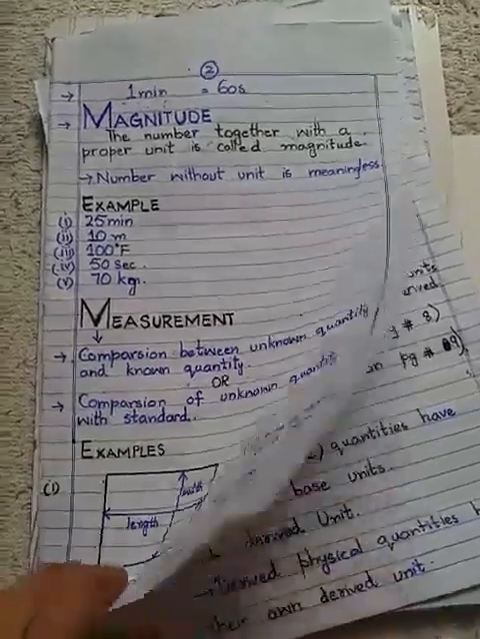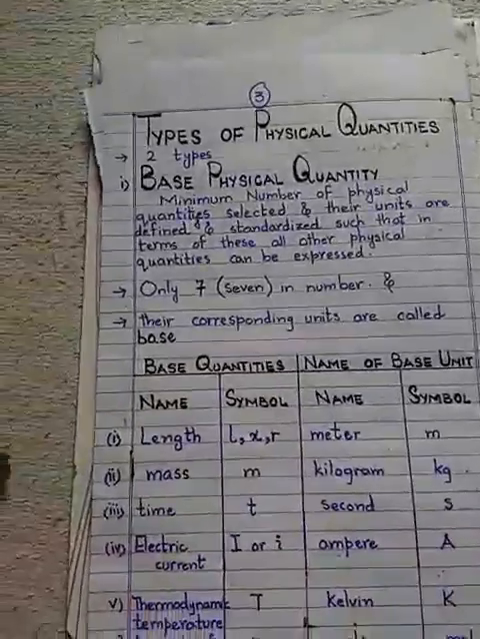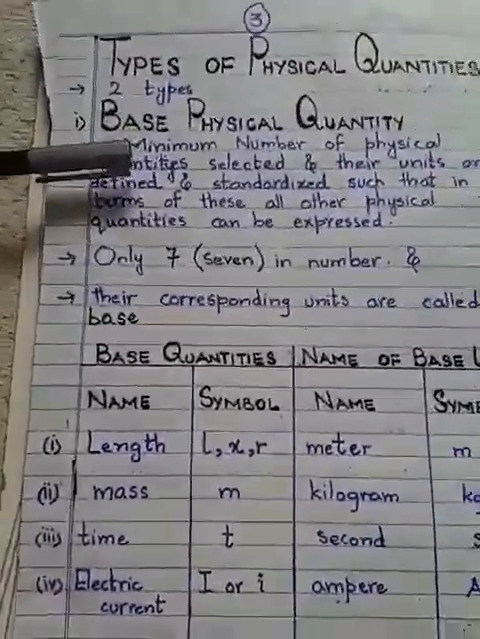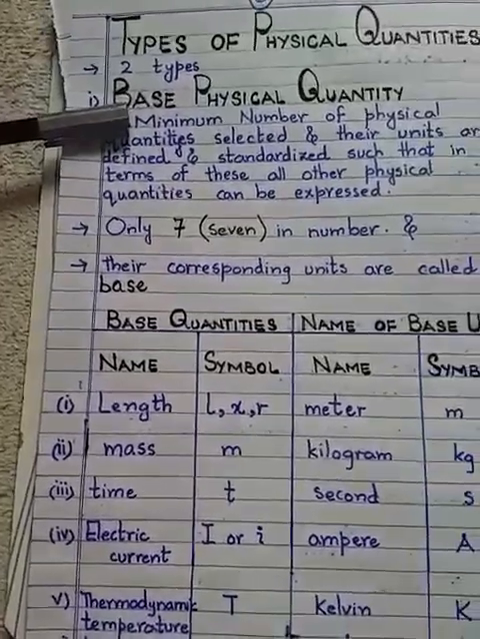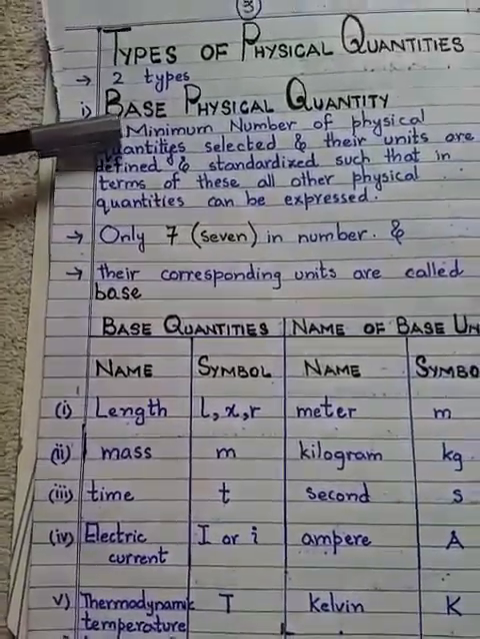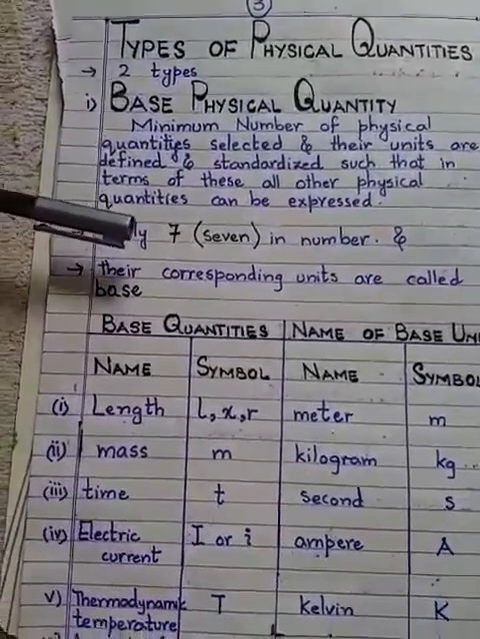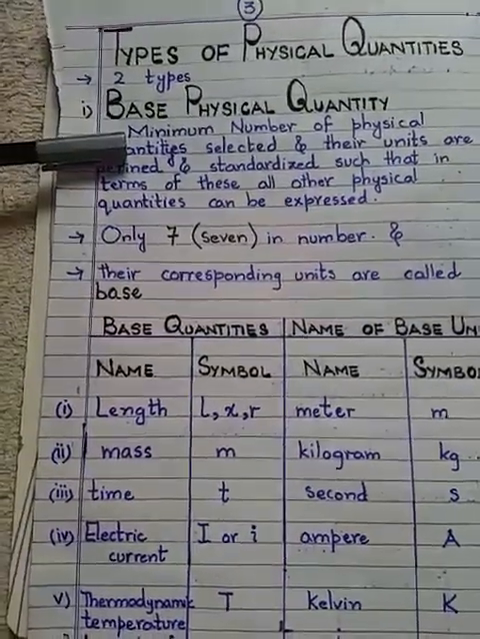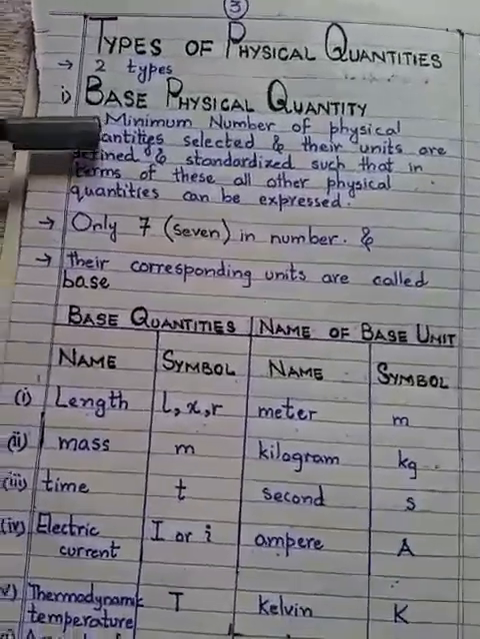Okay, so types of physical quantities, girls. There are two different types of physical quantity. One type is known as base physical quantity, and the second type is known as derived physical quantity. So first I'm going to discuss base physical quantity.